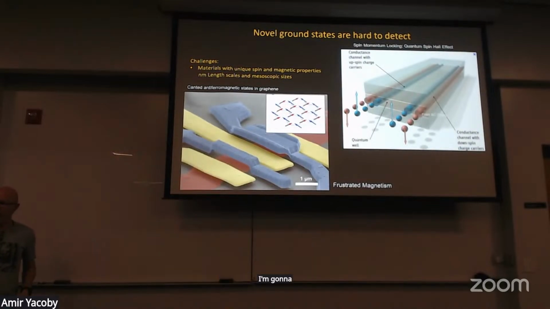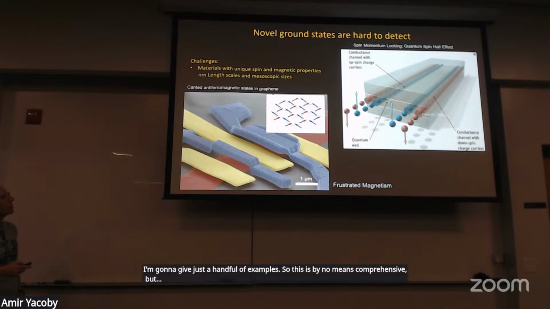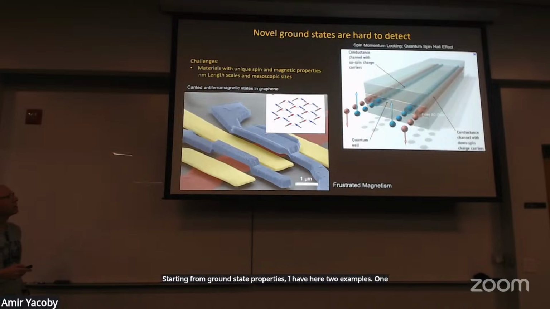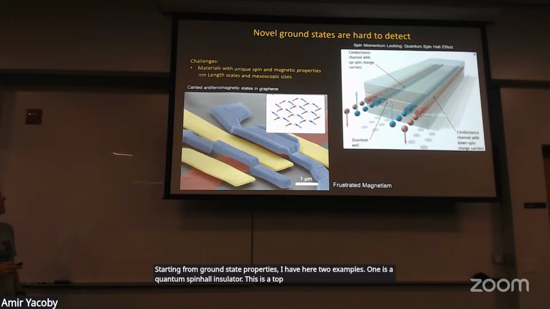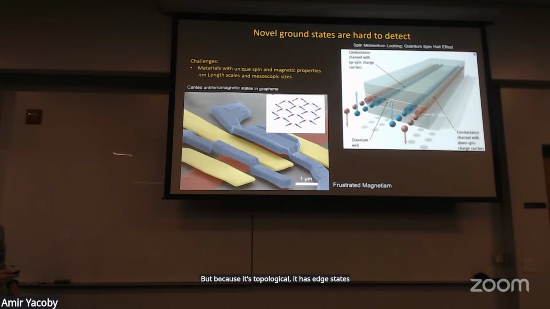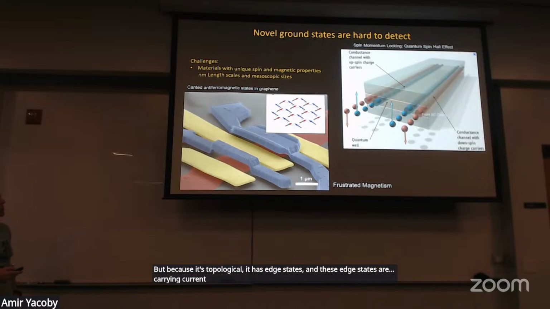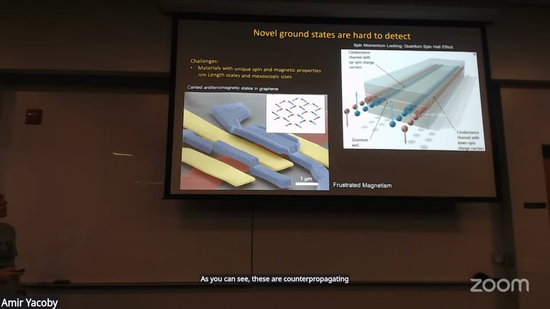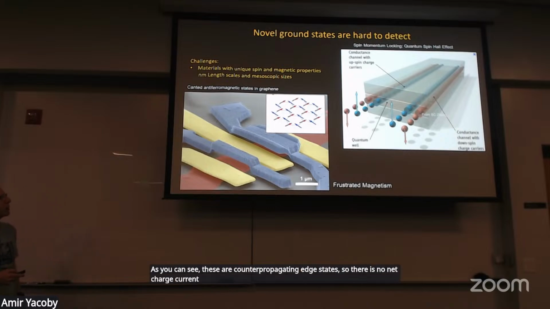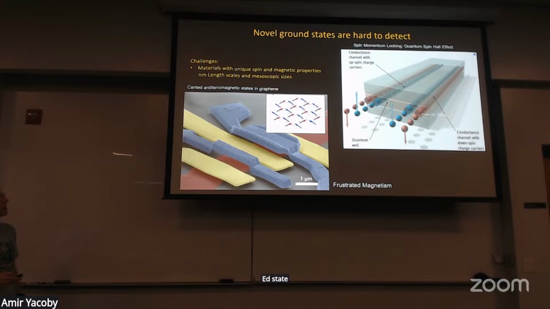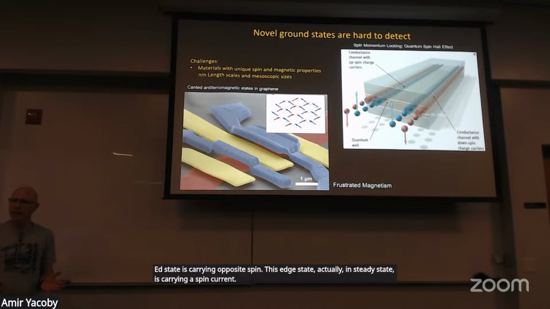I'm going to give just a handful of examples. So this is by no means comprehensive, but starting from ground state properties, I have here two examples. One is a quantum spin Hall insulator. This is a topological insulator. It's a 2D quantum well that under certain conditions is insulating in the bulk, but because it's topological, it has edge states, and these edge states are carrying current. As you can see, these are counter-propagating edge states, so there is no net charge current at the boundary of the sample, but because each edge state is carrying opposite spin, this edge actually in steady state is carrying a spin current. And it's a steady state spin current.